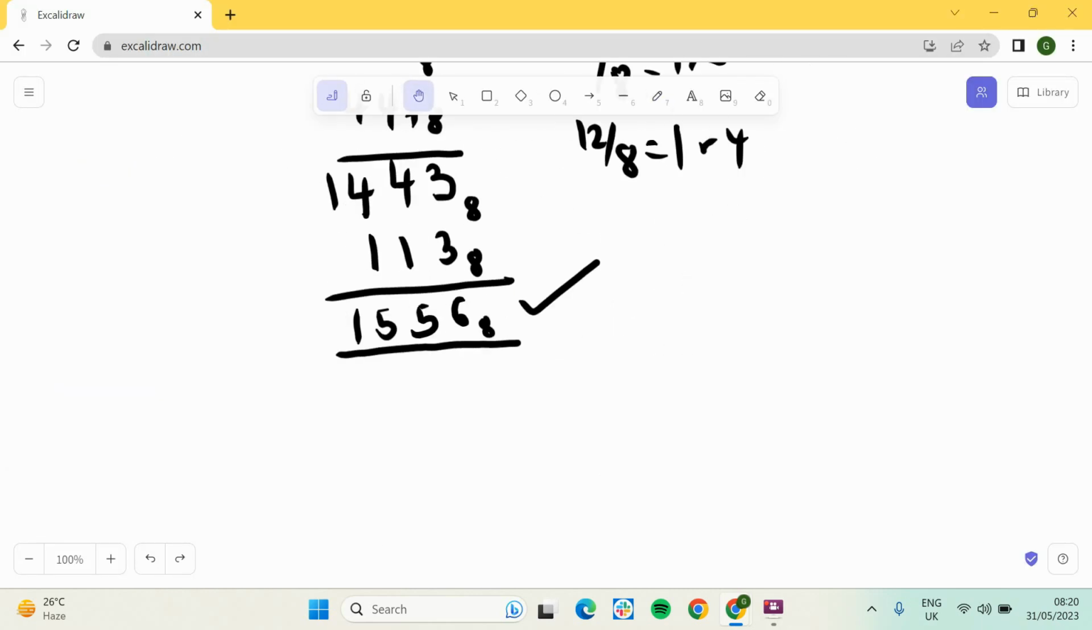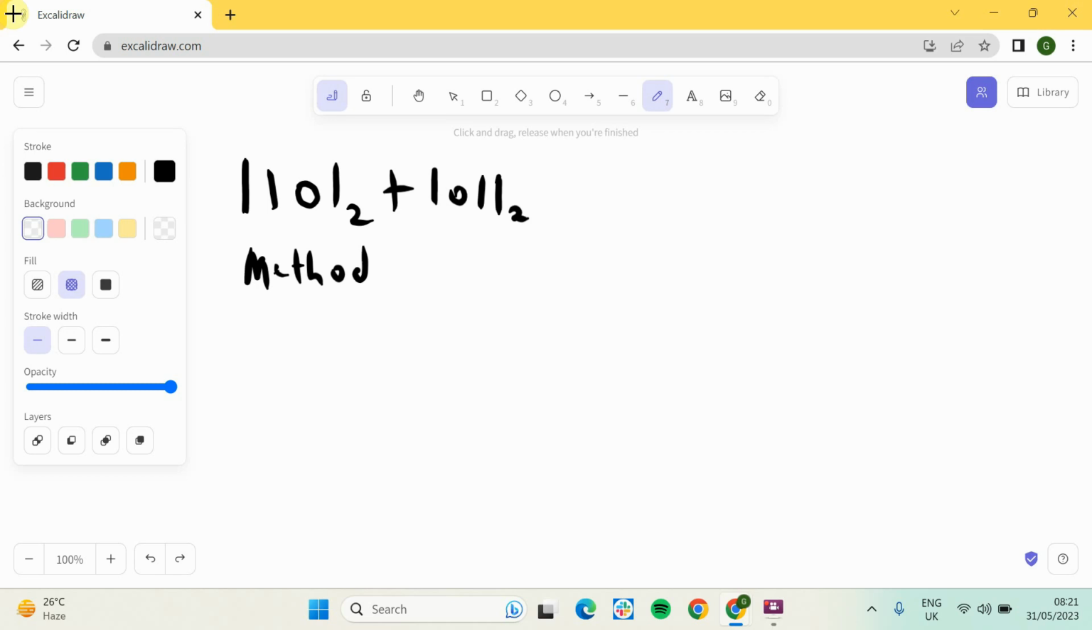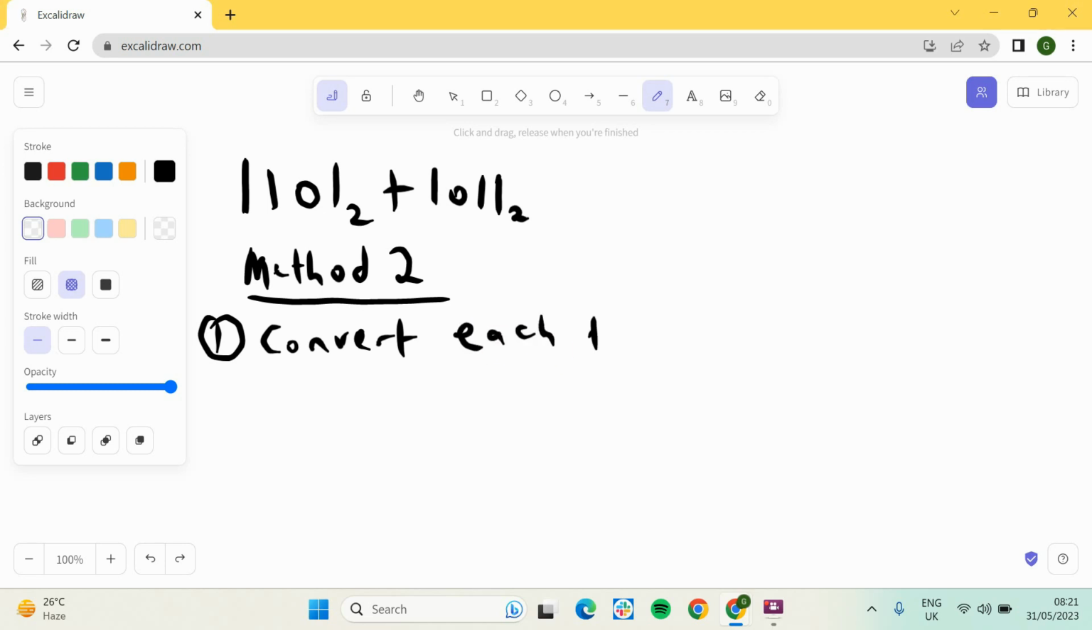So if I move this up, 1101 in base 2 plus 1011 in base 2. I will call this method 2. Okay, so step 1 is to convert. I'll convert each of them to base 10. That's the first step. So let's do that.